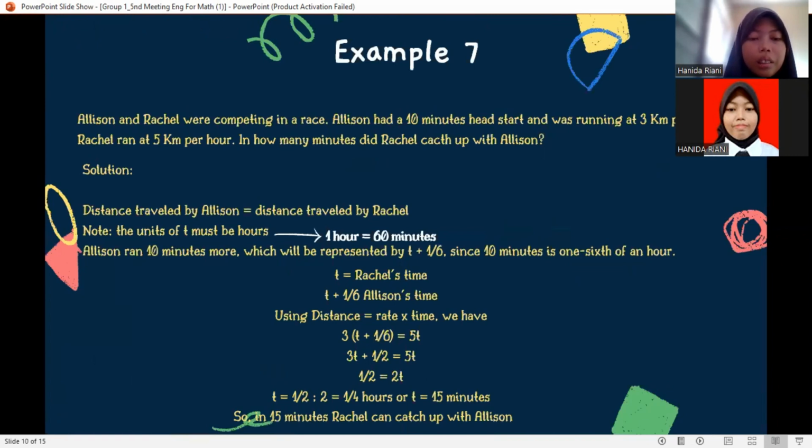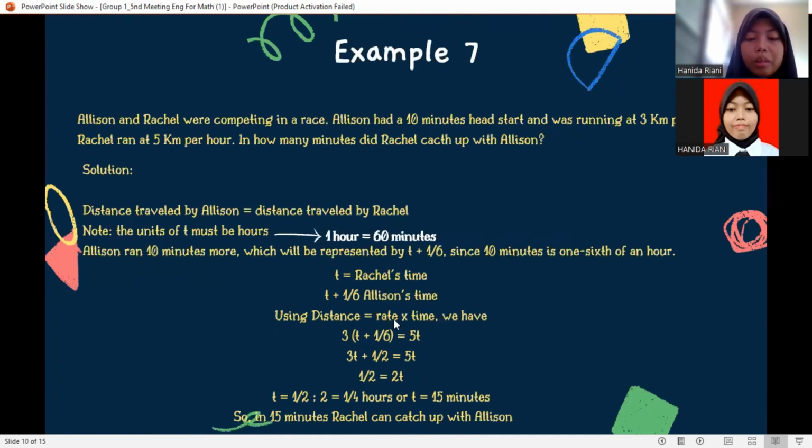Solution. Distance traveled by Allison equals distance traveled by Russell. Note, the units of t must be hours, and we know 1 hour is 60 minutes. Allison ran 10 minutes more, which will be represented by t plus 1/6, since 10 minutes is 1/6 of an hour. t equals Russell's time, and t plus 1/6 is Allison's time.